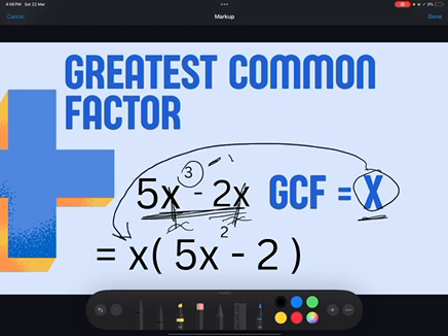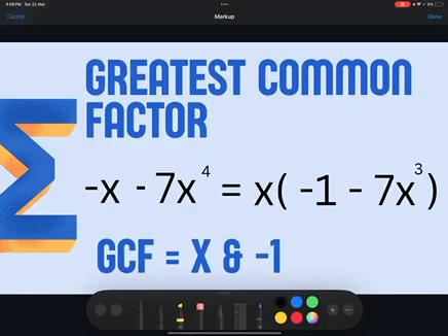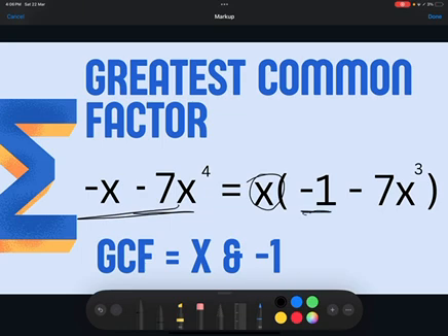So it will become 5x to the power of 2 minus 2. This will be minus x minus 7x to the power of 4. First, we find the greatest common factor, which is x and negative 1. And we bring the x out, as you can see here. And then this becomes minus 1, and then we subtract 1 here because it's 1x, it will equal to 3.